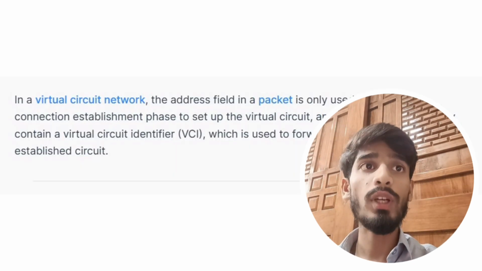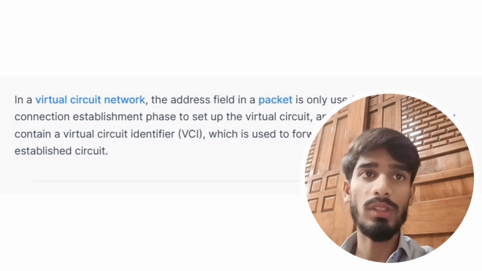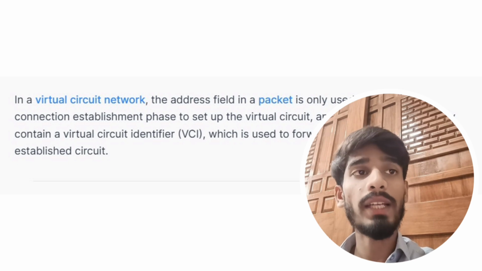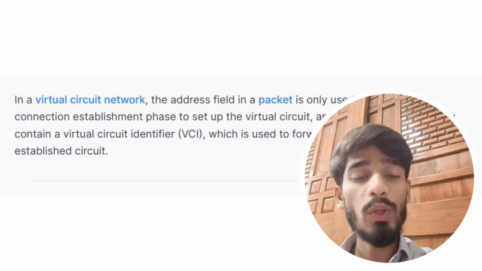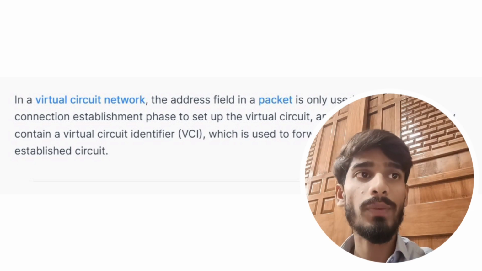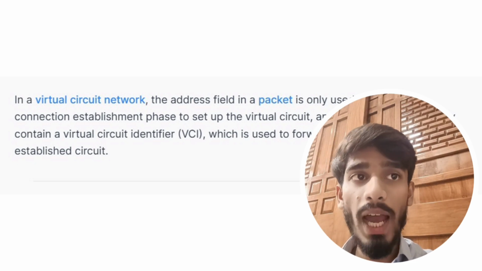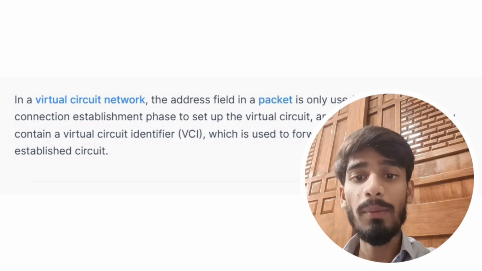Next, what is the role of the address field in a packet traveling through a virtual circuit? In a virtual circuit network, the address field in a packet is only used during the connection establishment phase to set up the virtual circuit, and thereafter packets only contain a virtual circuit identifier, which is used to forward packets along the established circuit.